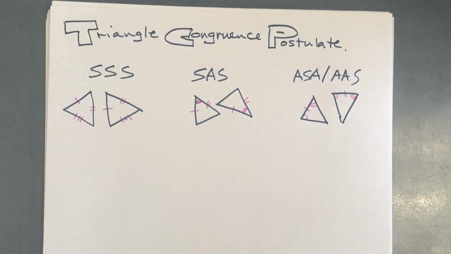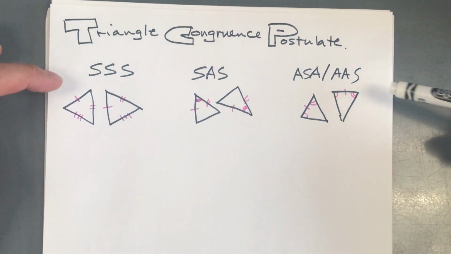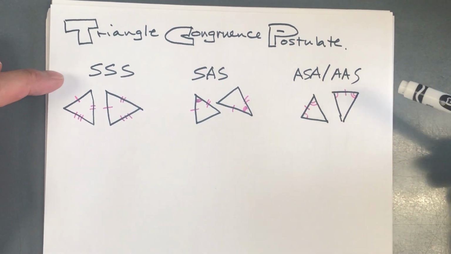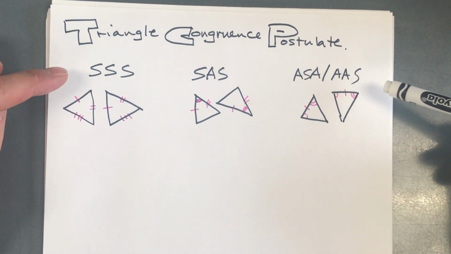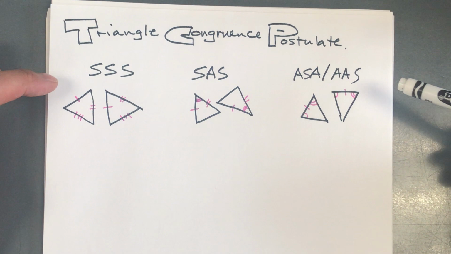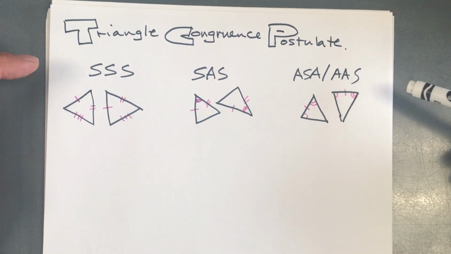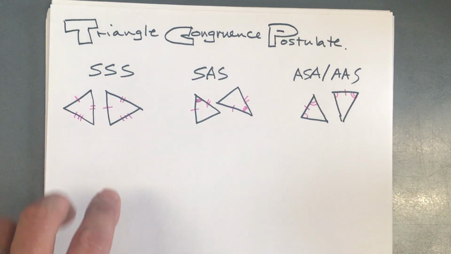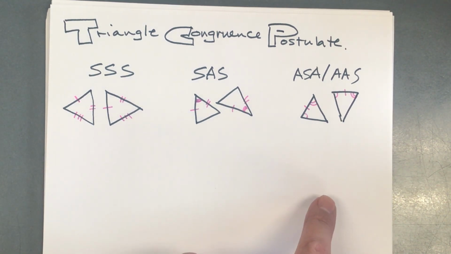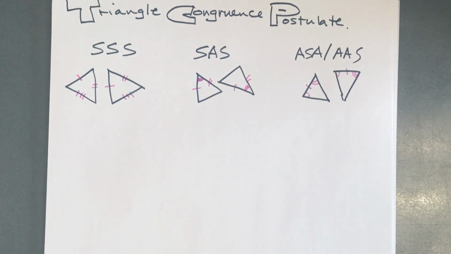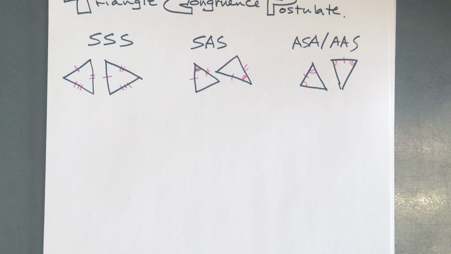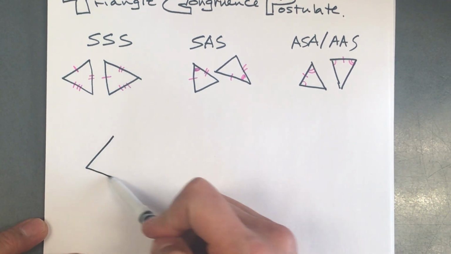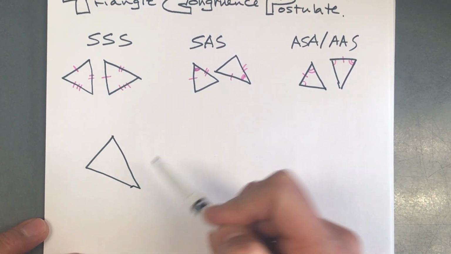Triangle congruence postulates. There are three postulates that let us make sure two triangles are congruent without checking all six parts, which is three segments and three angles. So if two triangles have these conditions, then without checking all six parts, we can tell that the two triangles are congruent. So let's say we have two triangles like this.